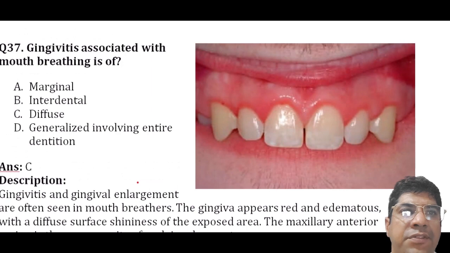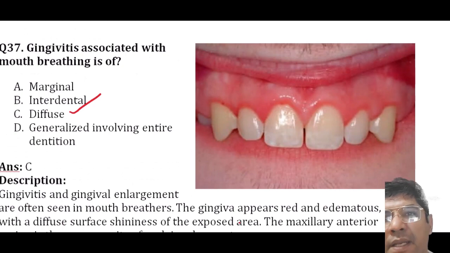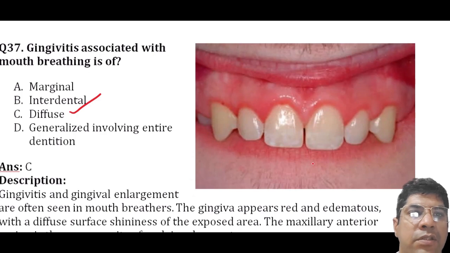Gingivitis associated with mouth breathing is diffuse in nature. So the gingiva here would appear red and edematous. As you can see here, the enlargement is diffuse.